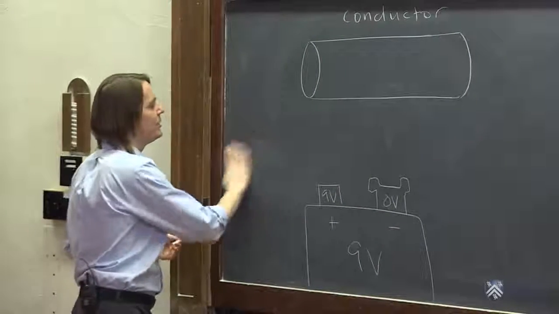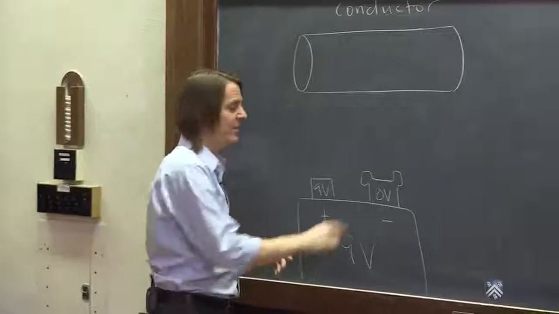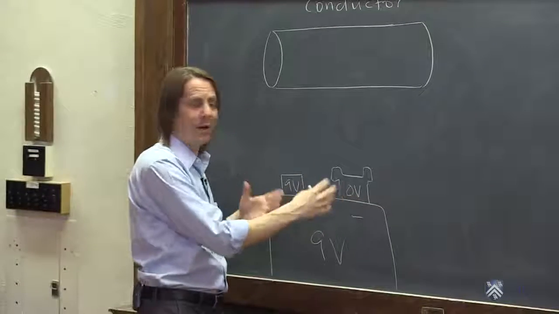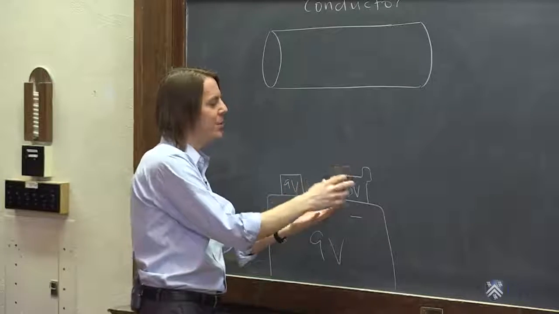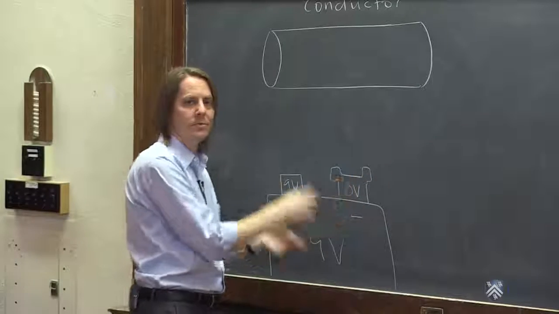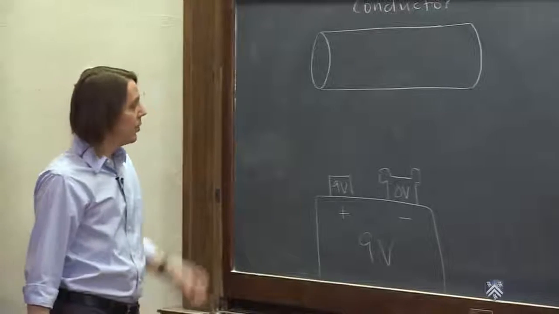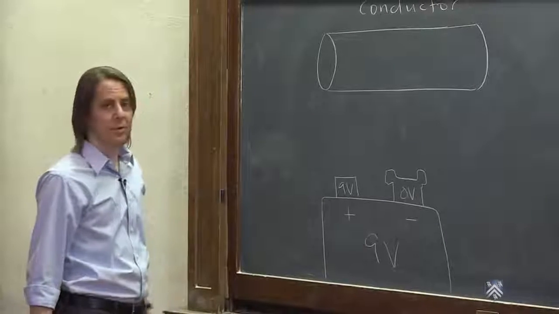But remember, it's always a potential difference. You could also say this is at 10 and this is at 19. Really all that matters is one is 9 higher than the other. Okay, but by convention, we usually make this one 0. So we can call this one 9. Okay, so there we are. We have a potential difference.